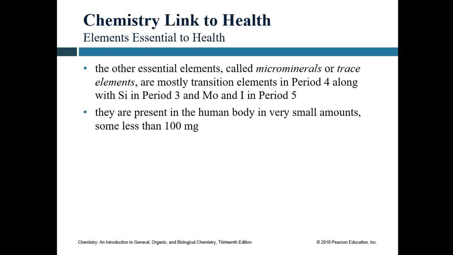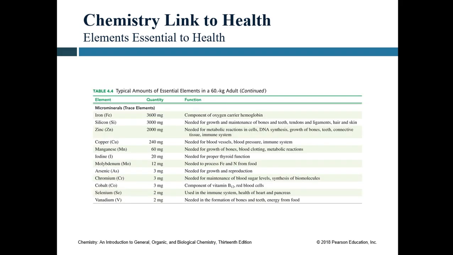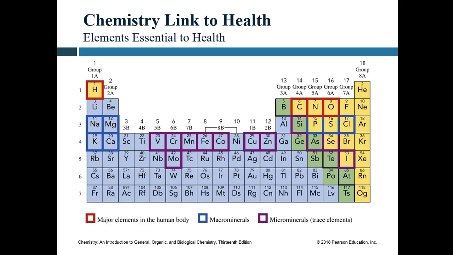Then there are the other essential elements called microminerals, or trace elements, that are only needed in small amounts. When we look again at table 4.4, here are the typical amounts of essential elements. If you look at where they're placed on the periodic table, you can see that our body doesn't need all the elements in the periodic table, but it has kind of all of these that are up here in this area.